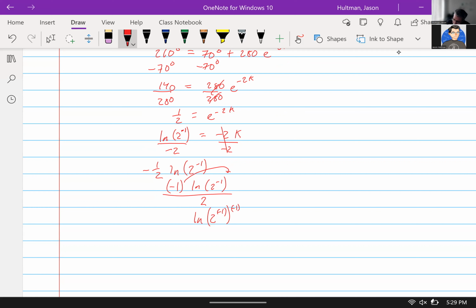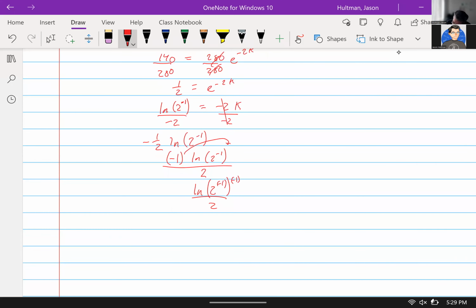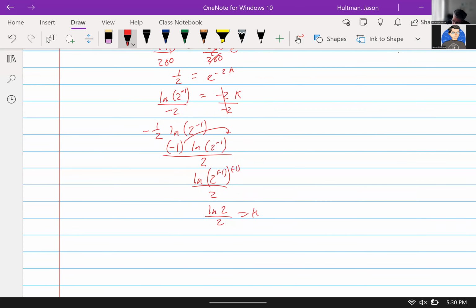Okay, which this is just 1/2. Flip that upside down, or these negative ones, when I take a power to a power, those are going to cancel. And so I'll just be left with natural log of 2/2 is equal to k. So that's a little bit maybe nicer of a form.